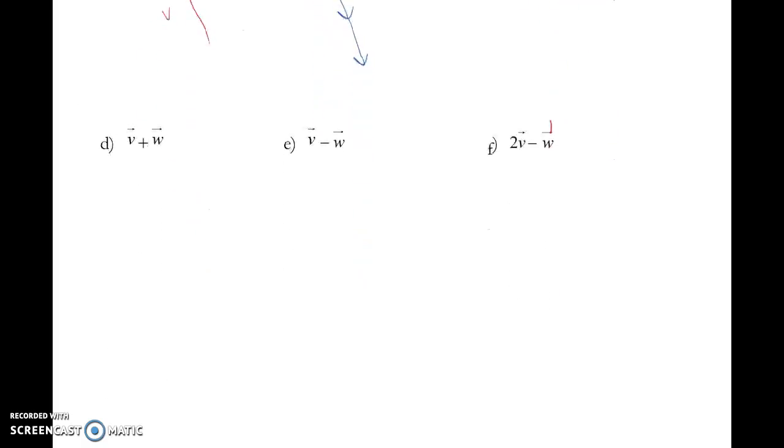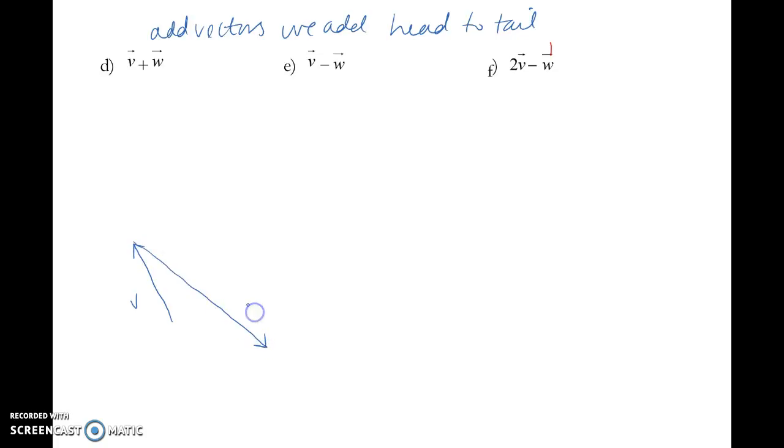Now, when we do vector addition and subtraction, we are going to do what is called adding head to tail. So when we add vectors, we add head to tail. So let's say, for example, I drew a vector v, and vector v looked like this, and then I want to add this to vector w. When I add it, I need to make sure that I go head to tail.